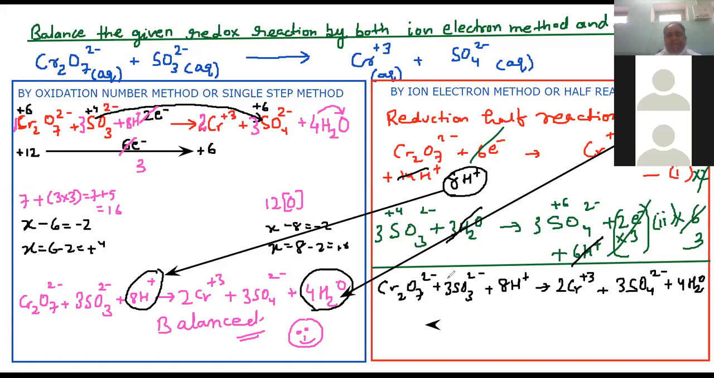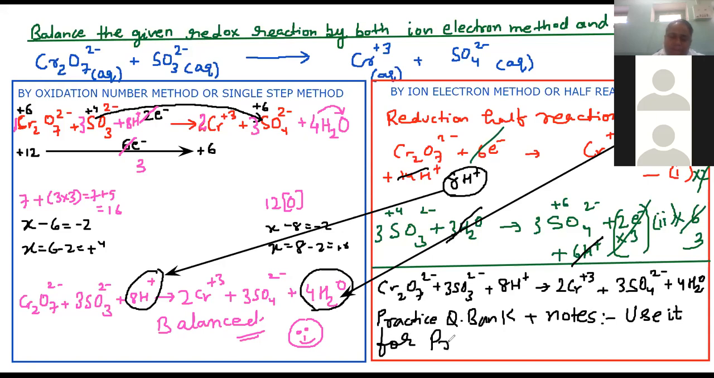Now what I have done is I have given you a question bank, or practice question bank, plus notes. Use it for practice, otherwise this skill will not develop.